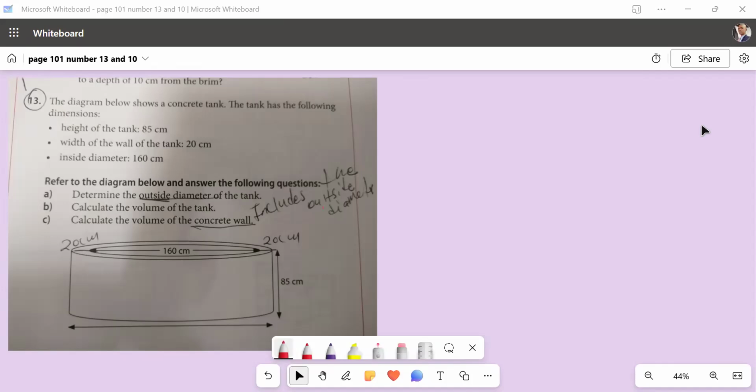On this type of problem, I want you to be able to read the instruction very carefully and observe your dimensions carefully. If we read this question here, it says that the diagram below shows a concrete tank. Now you know that we're going to talk about a concrete tank that has the following dimensions. The fact that we're talking about a tank means that this type of shape should be a cylinder.